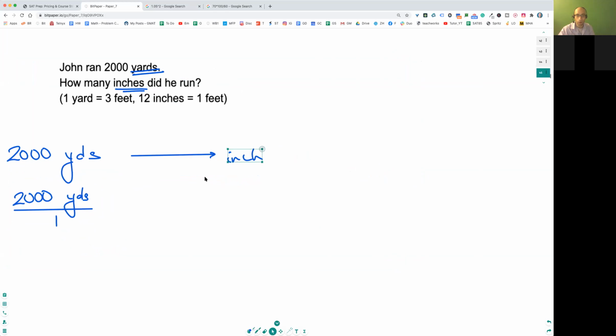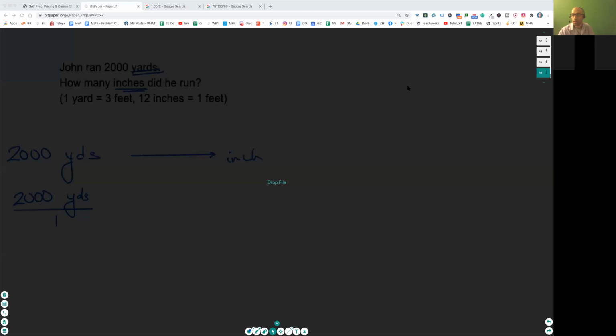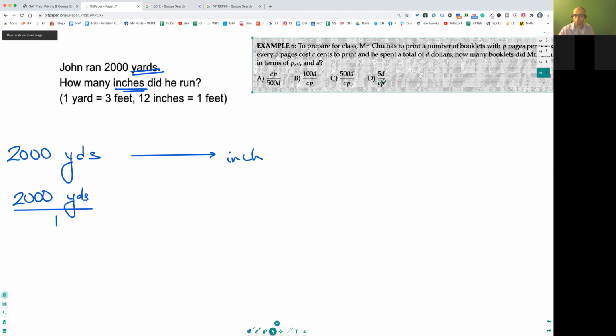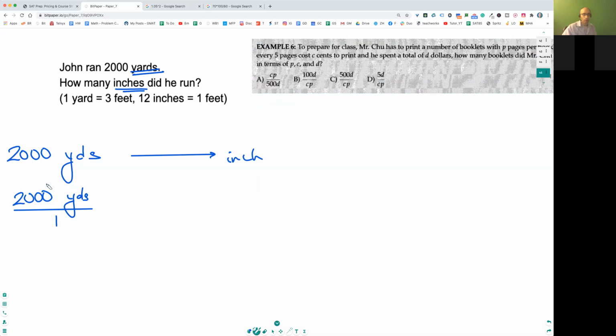So remember, our goal is to convert 2,000 yards to 1 inch, right? So let's look at this over here. This is the harder problem, okay? Those who have already solved the first one, try to solve this problem. But look at this problem now. So 2,000 yards over 1, right?